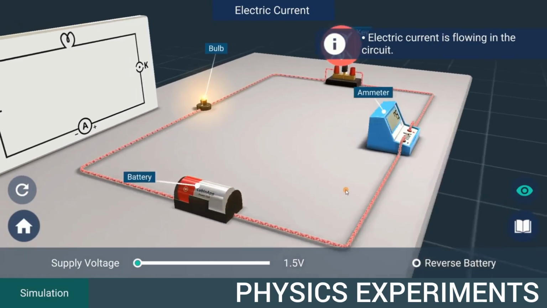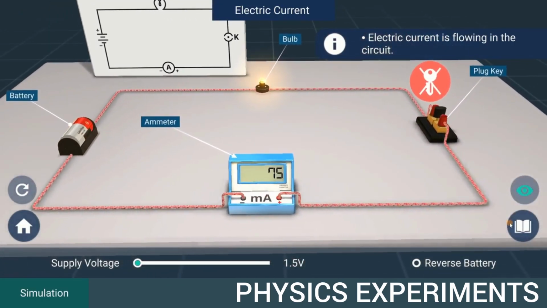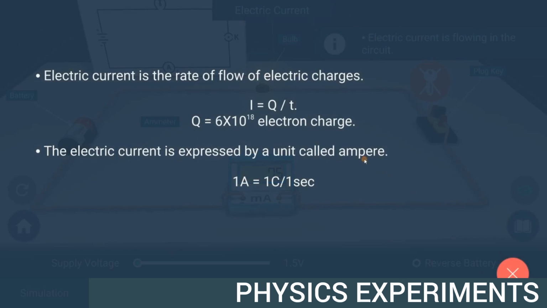If a net charge Q flows across any cross-section of a conductor in time t, then the current I through the cross-section is I equals Q by t. The SI unit of electric charge is coulomb, which is equivalent to the charge contained in nearly 6 × 10^18 electrons.